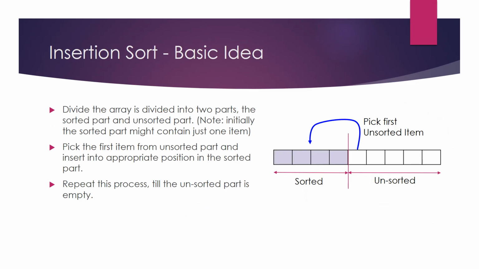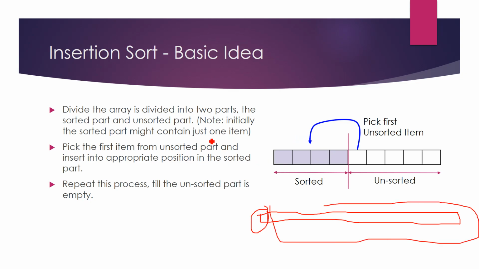Alright, cool. Let's start with the basic idea behind insertion sort. What does it do? The basic idea is we always maintain two partitions of the array, or two parts of the array. The first is the sorted part and the second is the unsorted part. When we start the algorithm, we will only have one item in our sorted part and the rest of it will be unsorted. So let's say I have this array and initially the first item by itself is sorted and the rest of the items are unsorted.